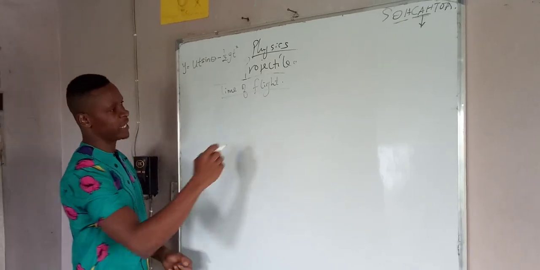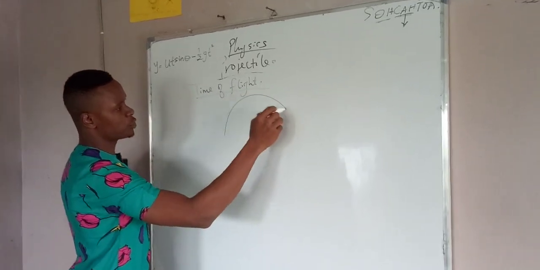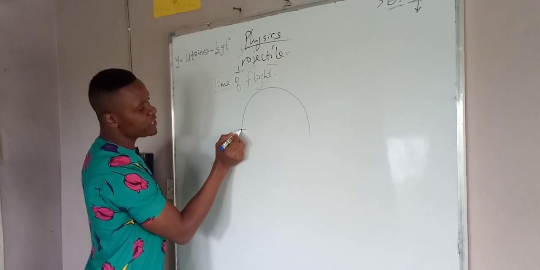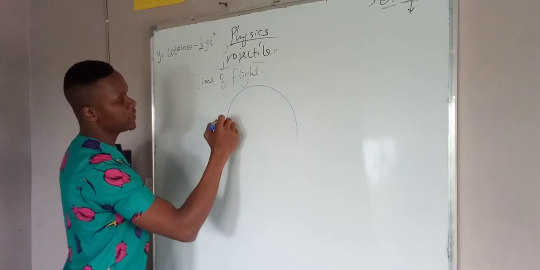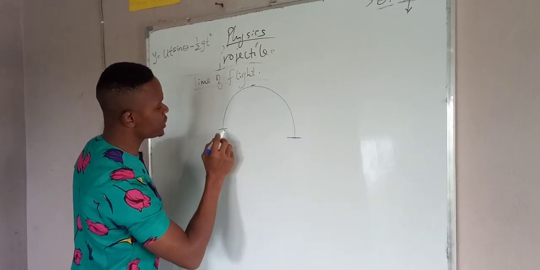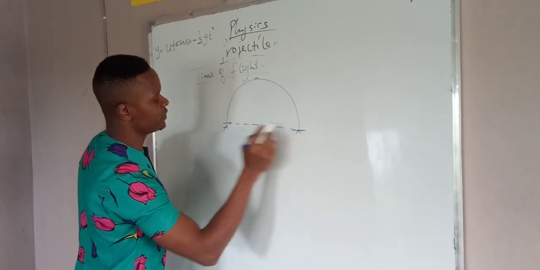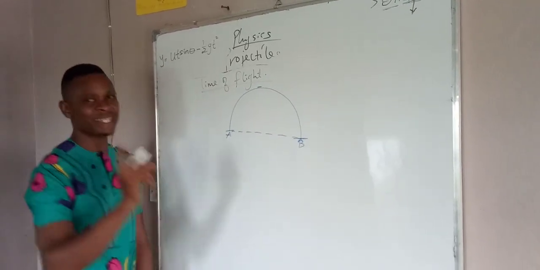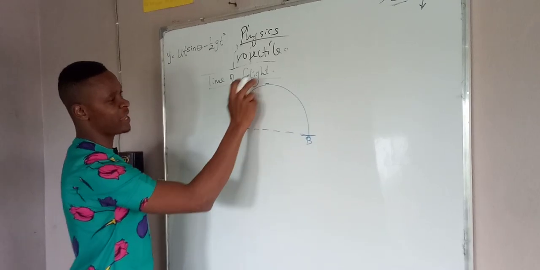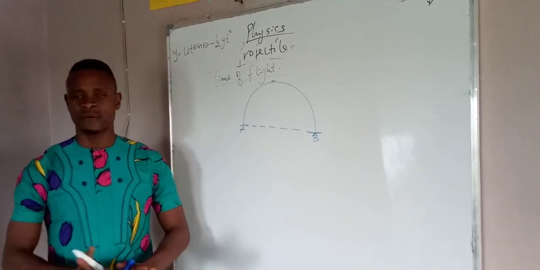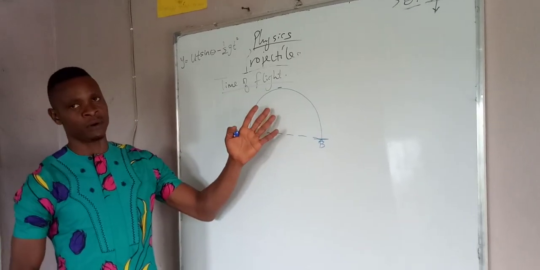When an object like we have it here is thrown, the time it will take for it to leave this point A, travel to a maximum height, and then come back to another point which is on the same level, the same plane of projection. We call this B. So the time it will take for it to travel from A to B is known as the time of flight.